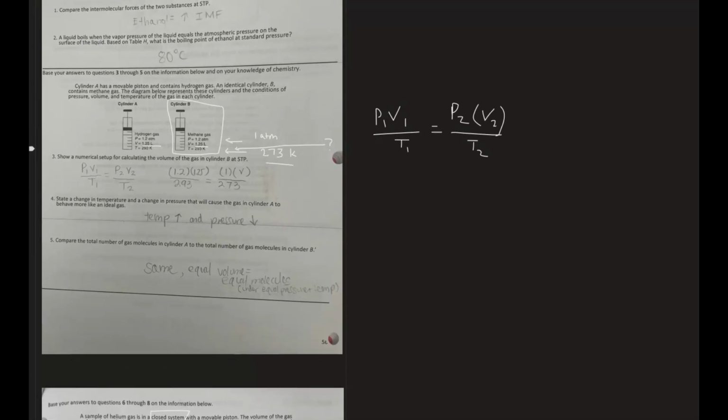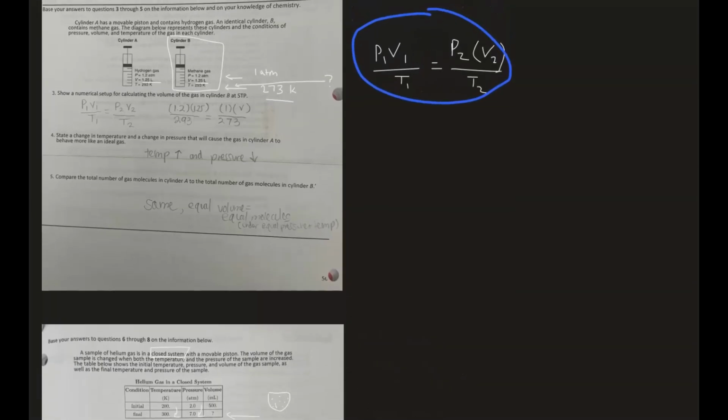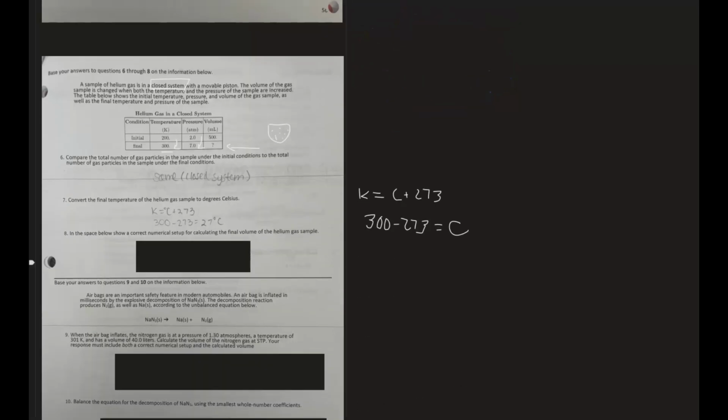Boom. Number 8, in the space below, show a correct numerical setup for calculating the final volume of the helium gas sample. So this question right here uses the gas laws again. So it's the same equation that we talked about up here, and I'm pretty sure it's the same missing variable too. Let me just check. Yeah, because we're trying to find the volume of this one as well. So for this one, we would just plug in, so for P1, that would just be 2. For V1 right here, that would just be 500, and then for the initial temperature, just 200. Final temperature would be 300, and then final pressure would be 7, and then we can just solve for the final volume. And so you should get that.